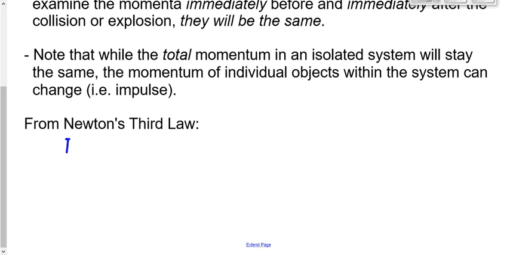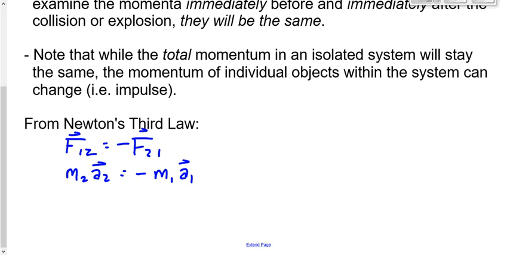I'm going to say from Newton's third law, look, F12 is equal to negative F21. Make sense? Object 1 applies a force on object 2. Object 2 applies an equal and opposite force. That's why it's a negative. F12 is m times a. F21 is m times a. Let's replace a with delta v over delta t.